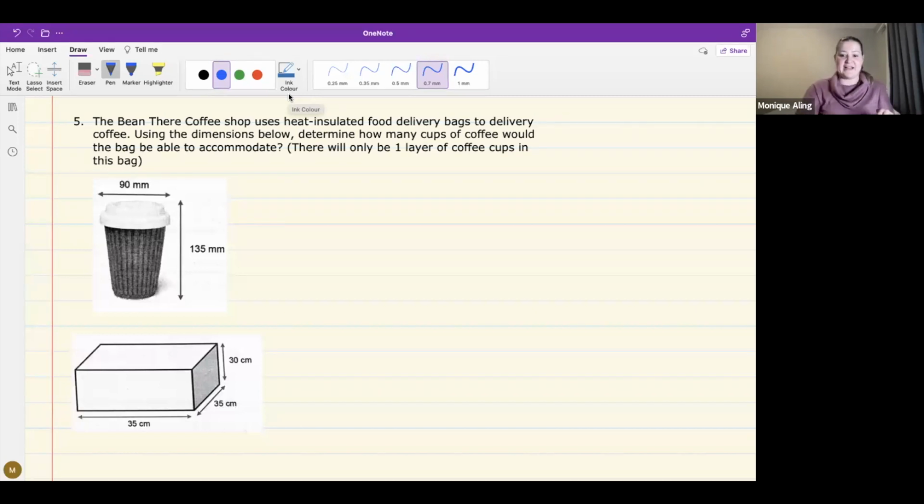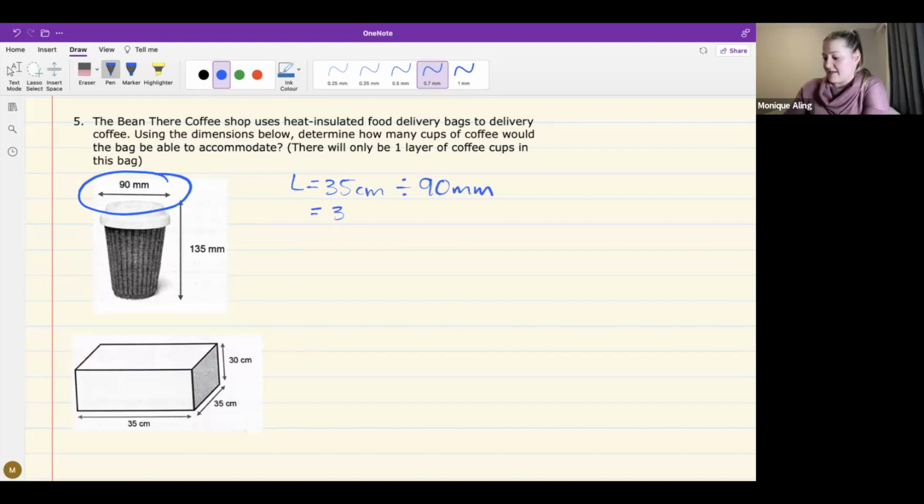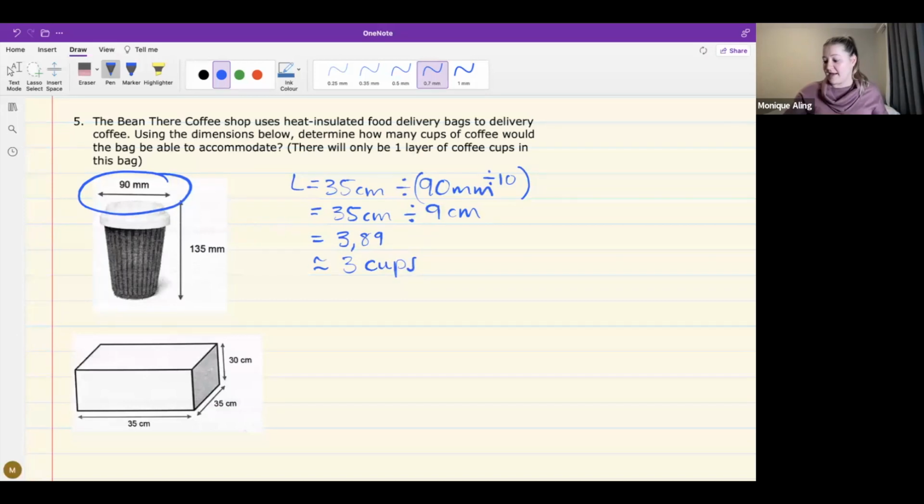Okay, let's have a look at the calculations. So our length of the bag is 35 centimeters. The diameter is 90 millimeters. Okay, so I'm going to convert my 90 to centimeters. So I divide by 10. Remember to always show your conversion. If you are converting, you get a mark for the conversion. Okay, so 35 centimeters divided by 9 gives you 3,89. So that means 3 cups along the length.